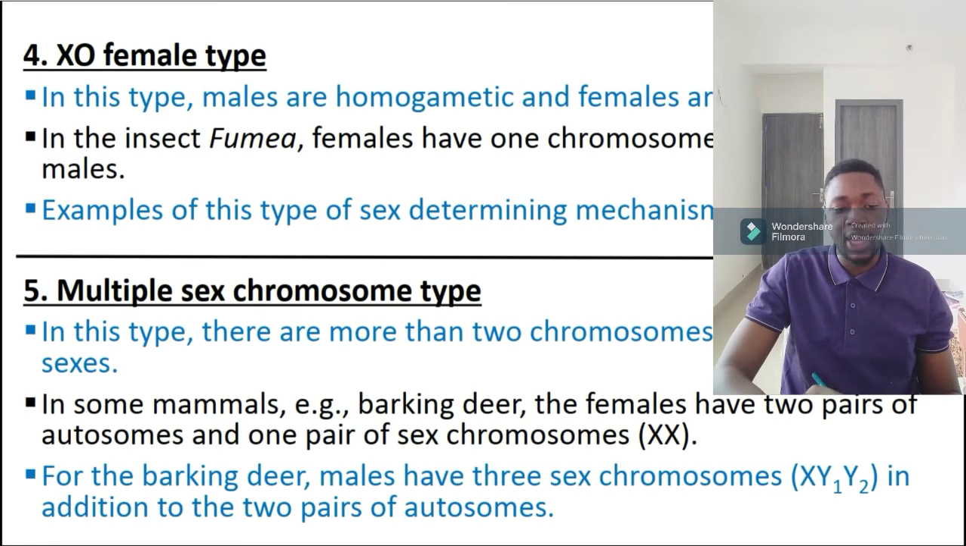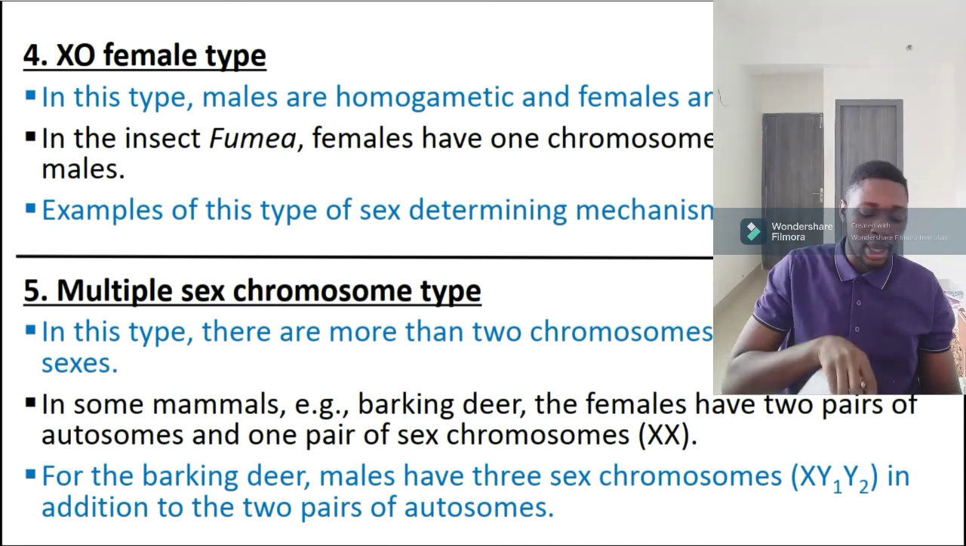Multiple sex chromosome type. In this type, there are more than 2 sex chromosomes in one of the sexes. In some mammals, e.g. Barking deer, the females have 2 pairs of autosomes and 1 pair of sex chromosomes. For the Barking deer, males have 3 sex chromosomes, the X and Y1, Y2, in addition to the 2 pairs of autosomes.